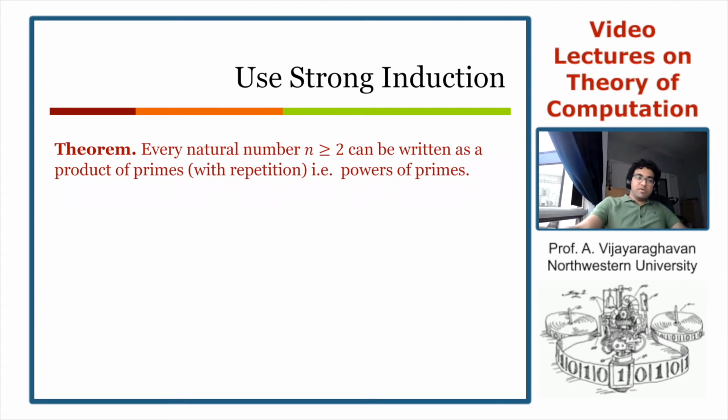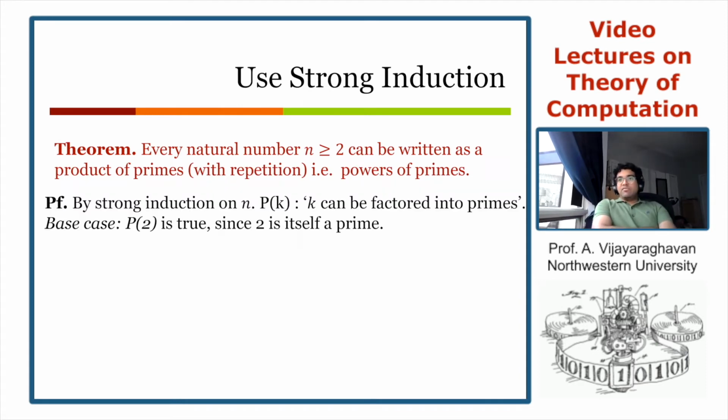As in any induction proof, this is first seen as a statement about natural numbers, and here the predicate is clear. P of k is a statement that k can be factored into primes. By that, I just mean it can be written as a product of primes and prime powers. Now, the base case here is just the first natural number for which we want to show the statement, and that is k being 2. So the base case P of 2 is true because 2 itself is a prime. You're writing down 2 as 2 raised to the power of 1, so it's a product of prime powers. So the base case is obviously true here.